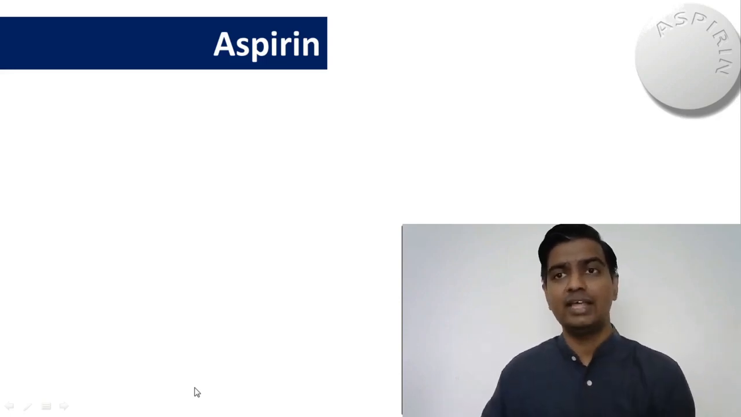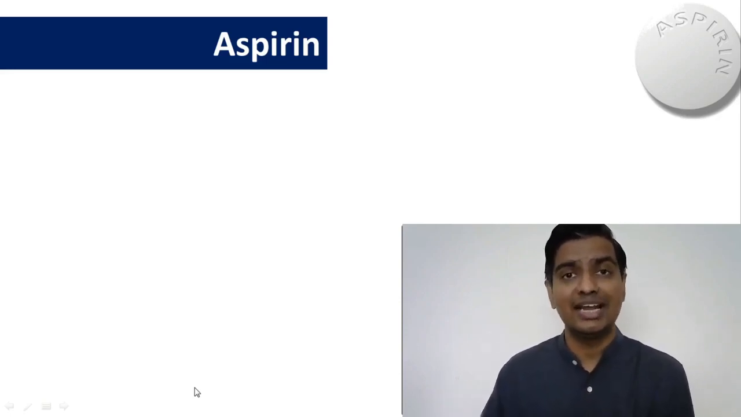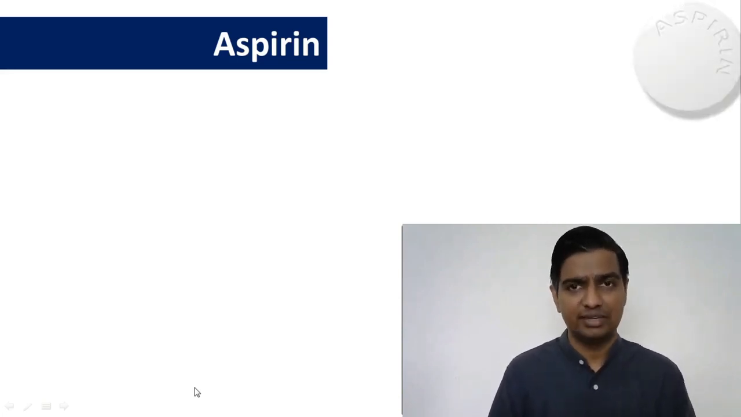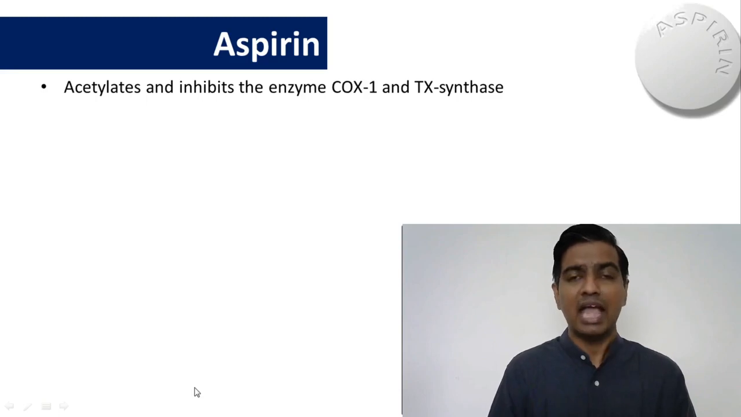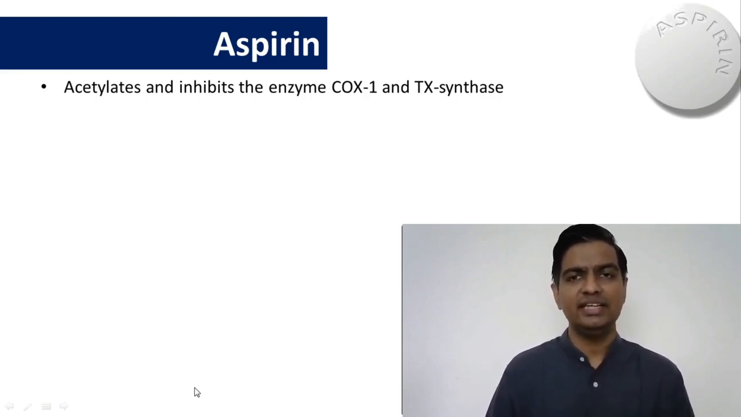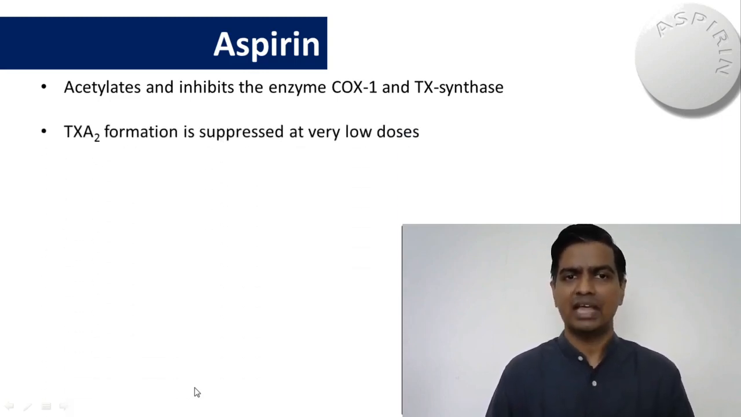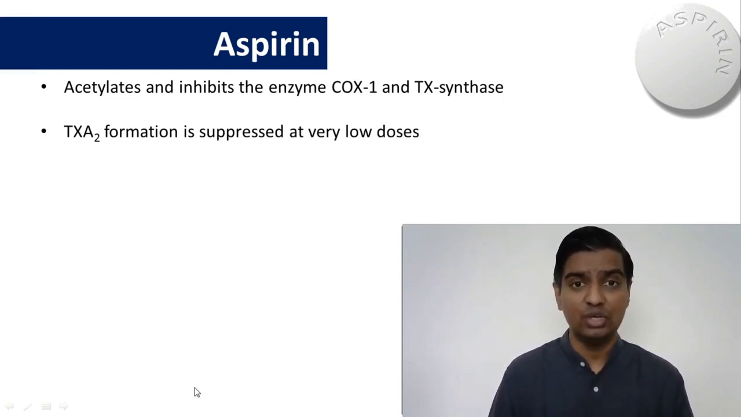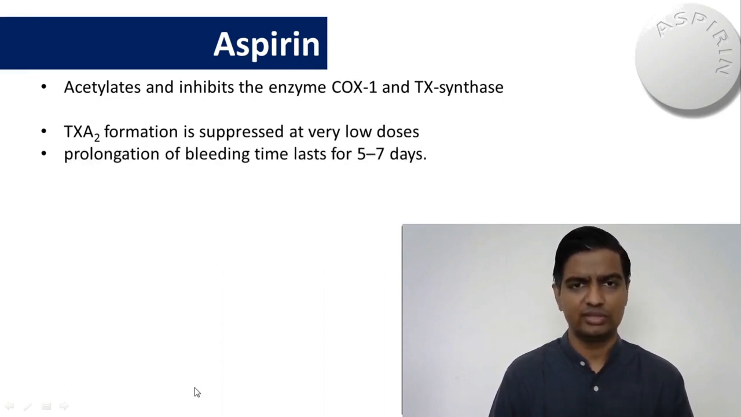We are going to talk about aspirin as a non-steroidal anti-inflammatory drug. But in this chapter, this is what you need to know as far as aspirin is concerned. First, aspirin inhibits an enzyme called cyclooxygenase and TX synthase or thromboxane synthase. Aspirin acetylates and inhibits these enzymes, and as a result prostaglandins and thromboxane are not formed, especially thromboxane A2. It's suppressed at very low doses.